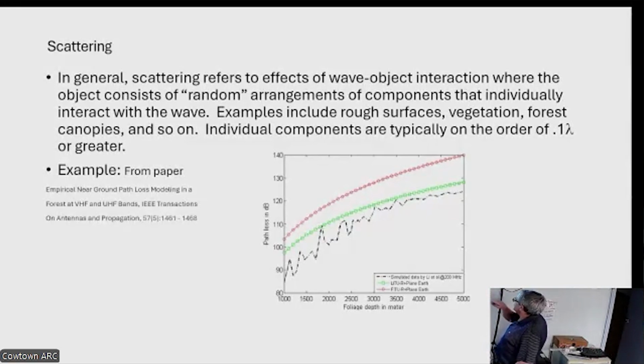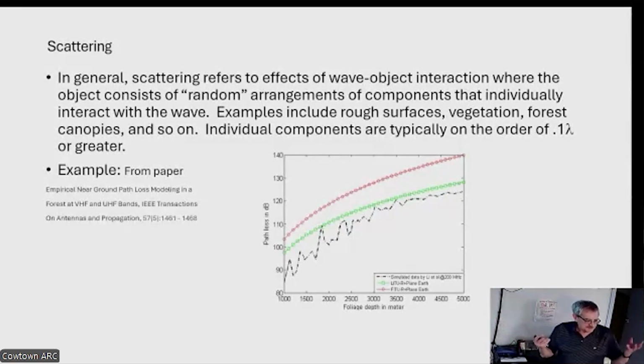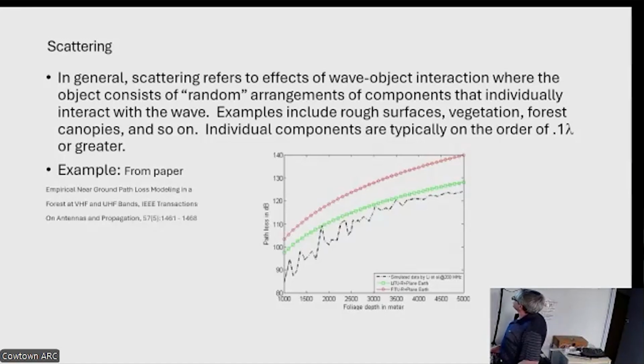And typically for these scattering types of things, this isn't universally true, but individual components of a tree, if you look at the leaves, how they're scattering, or the small branches and then the main branches and the trunk and all that sort of thing, typically they scatter if the object is on the order of 0.1 lambda or greater. And of course you've got roughness on the trunk, right? As you go higher in frequency, it's further scattering energy.